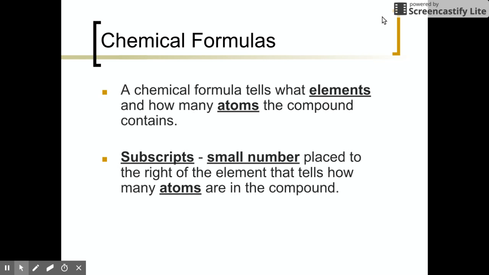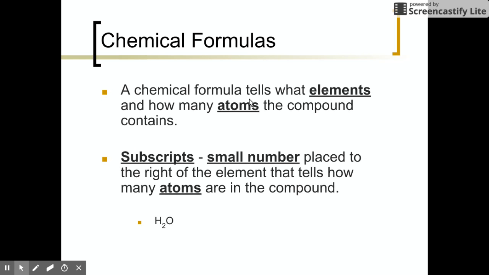Now, those tiny little numbers that you see at the bottom, for example, H2O, the 2 has a special name, and we call that a subscript. The subscript is the small number that's placed to the right of the element. Its job is to tell you how many atoms there are in the compound.